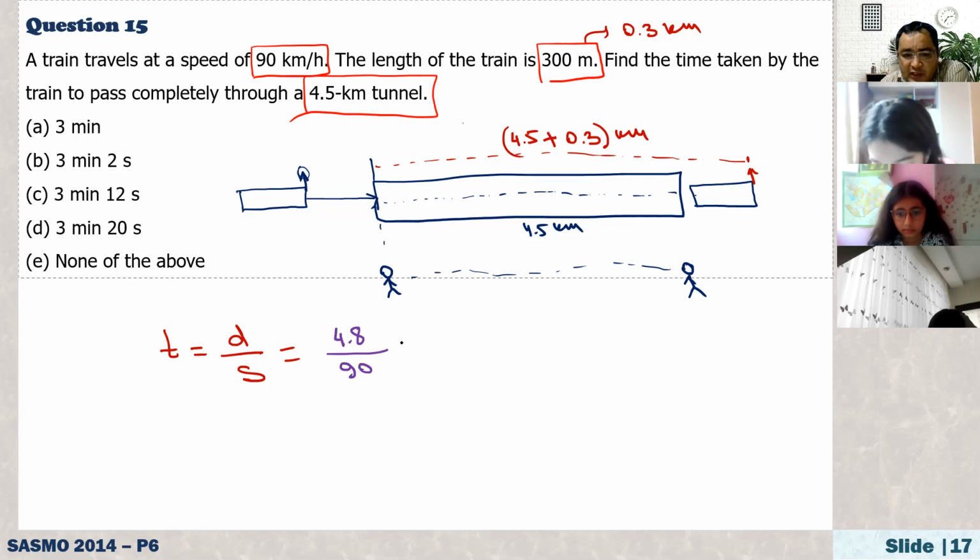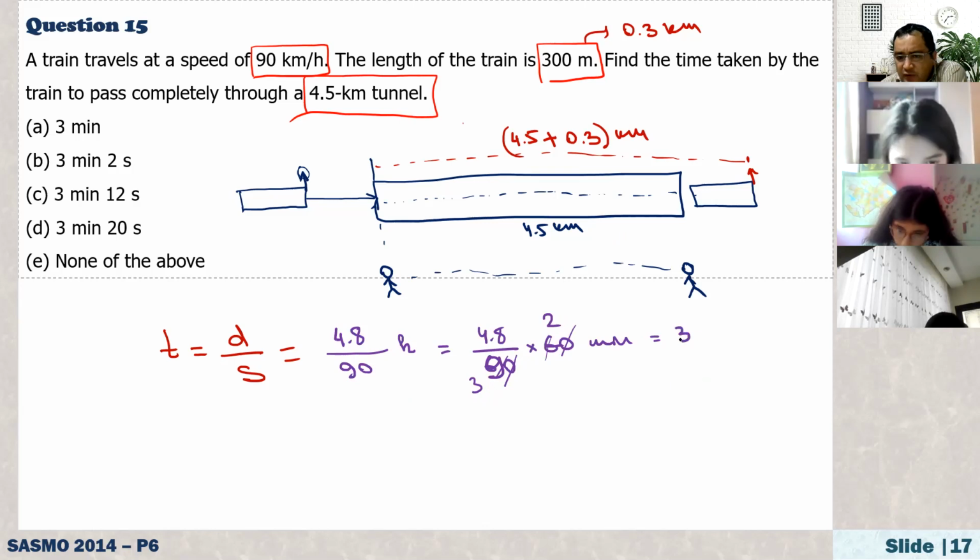So that is 90. So here the unit is hour, right? So I am going to change this into minutes. How to change this into minutes? We have to multiply by 60 minutes because 1 hour equals 60 minutes. Now these two cancel each other, and by 3 it is 2, by 3 it is 3, by 3 it is 2, right? And 4.8 divided by 3 is 1.6. 1.6 times 2 is equal to 3.2 minutes, which is 3 minutes.